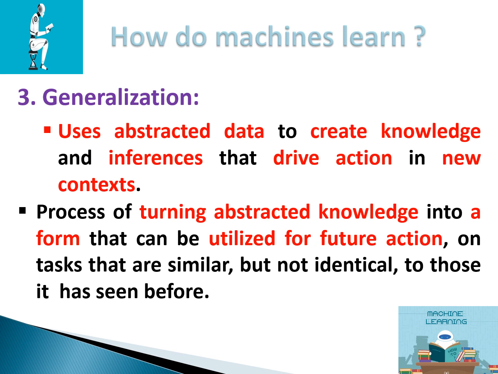So generalization is a process of turning abstracted knowledge into a form that can be utilized for future action, and this concluded format or these inferences can be used for future action on tasks that are similar but not identical to those it has seen before. So this generalized knowledge can be used for future applications which are similar to the previous ones but not exactly the same.